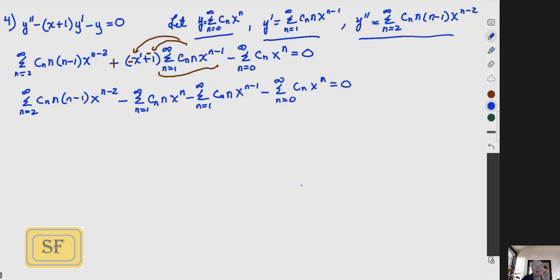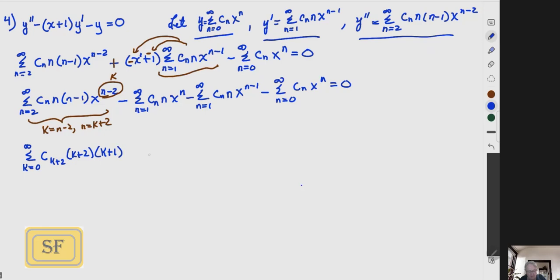Next, you want a common power of x. You want x to the k in each case. So if you don't have x to the k, like in this first case, we're going to make a substitution. In this first summation, we're going to let k equal n minus 2. Then n is going to be k plus 2. And when I make that substitution, I'm going to get the sum k equals 0 to infinity, c sub k plus 2 times k plus 2 times k plus 1, x to the k.